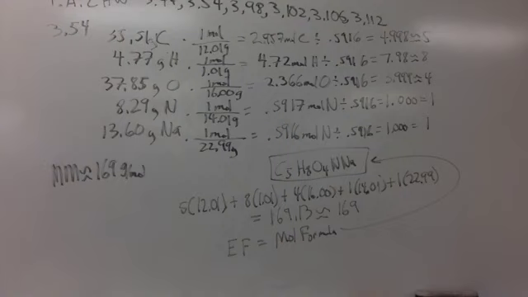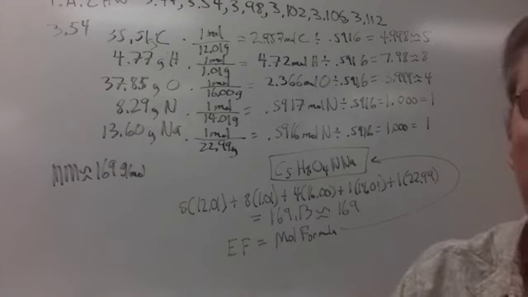169.13. Now remember, in the problem it told us the molar mass of the chemical was 169, and since these two numbers match, then I know that my empirical formula, or my simplest ratio, is in fact also the molecular formula. The molecular formula and the empirical formula are in fact the same. So that's the second problem.